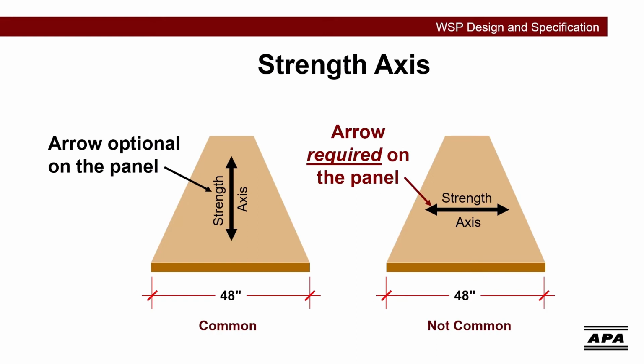In most cases, the strength axis is parallel to the long direction of the panel. If the strength axis is in the long direction, a strength axis arrow is not required and may not be noted on the panel. The absence of a strength axis arrow marking indicates the strength axis is in the long direction. Some wood structural panel products intended for wall sheathing applications have their strength axis oriented in the short direction of the panel. When this is the case, the strength axis arrow will be shown on the panel.